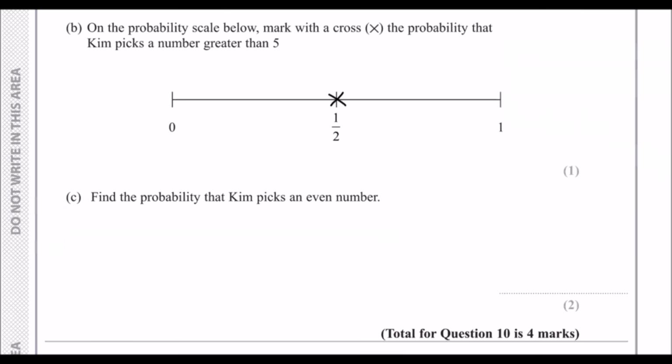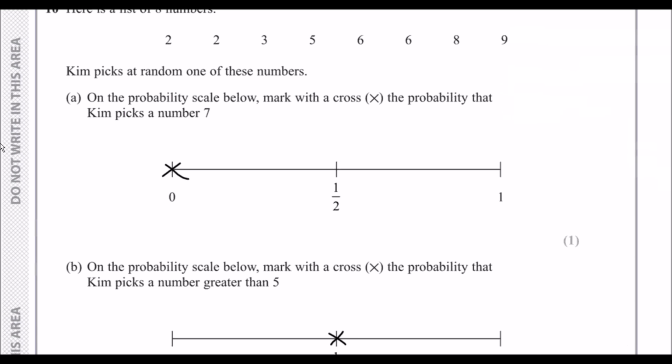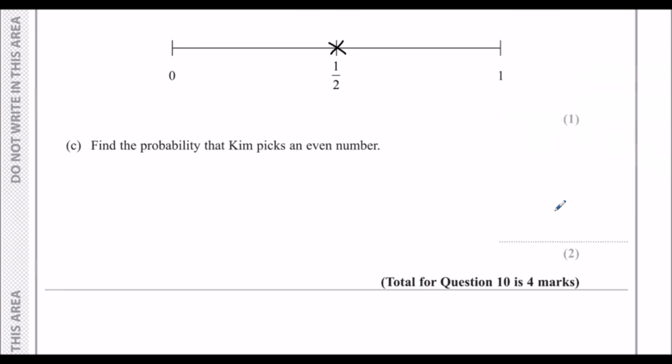Find the probability that Kim picks an even number. How many even numbers are there? So 1, 2, 3, 4, 5 even numbers out of 8 in total. So 5/8.